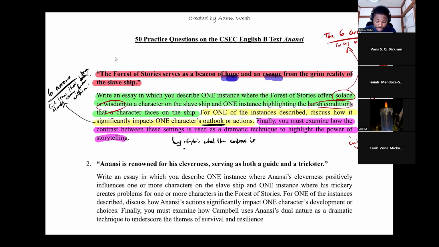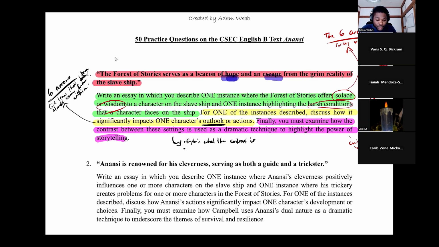Well, the focus on this last part here, right? Because it says you must examine how the contrast between settings is used as a technique to highlight the power of storytelling. So we already know the power of storytelling. What you just mentioned would be the power of storytelling. Through the storytelling, girl is able to learn lessons. There's the spiritual growth. There's the understanding of self. That is all the power of storytelling. But this question isn't just saying, tell me about storytelling and how powerful that is. It's saying, tell me about why contrast is used to make storytelling more powerful.